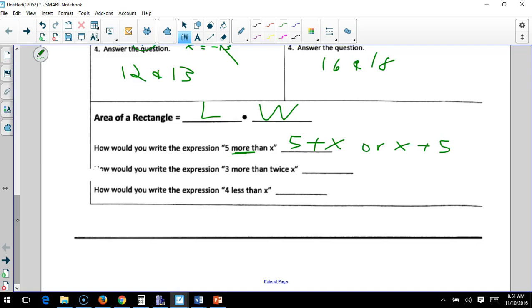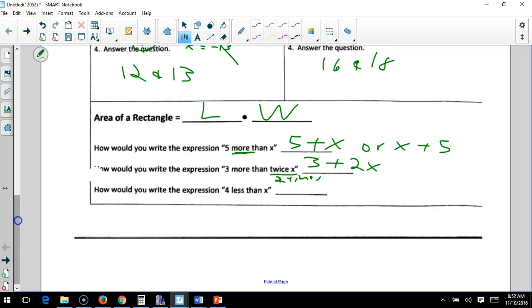That's what we're doing here. Word for word translation. 3 more than twice x. Twice means 2 times, okay? Literally. That's it. 3 plus 2x. You can also write 2x plus 3. Doesn't matter. But that's a literal word-for-word translation.